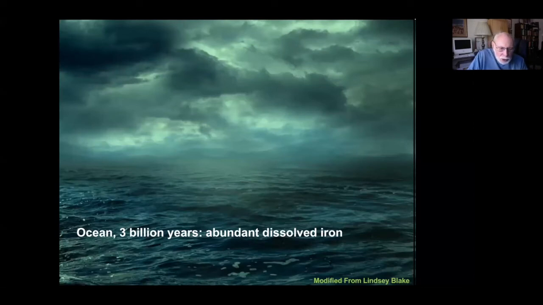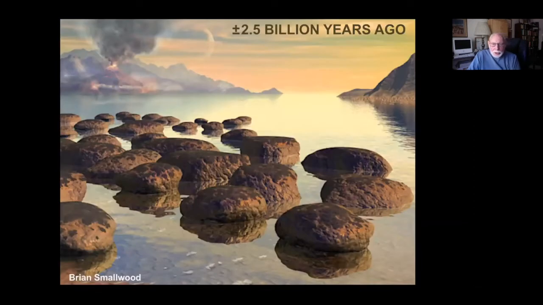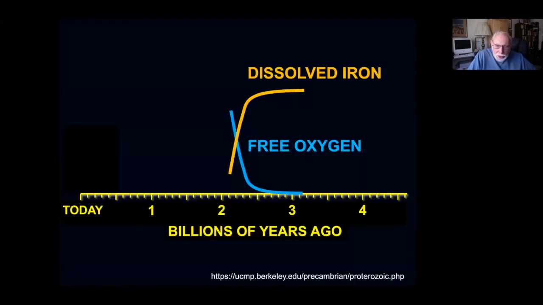And the ocean 3 billion years ago had a lot of dissolved iron. The ocean might have looked greenish. But these cyanobacteria were producing free oxygen. As they photosynthesized, oxygen started to build up, first in the oceans, and then escaping into the atmosphere. So that about 2.5 billion years ago, there were starting to be some major changes.